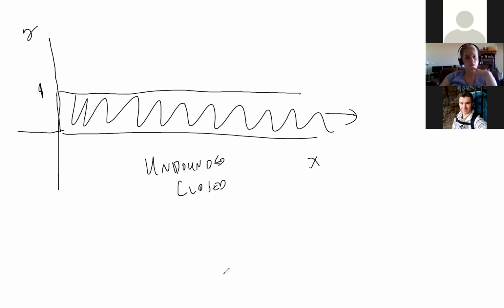So bounded is like infinite versus finite. Open and closed is whether it contains the edge or not. If I said something like this, here's my set: take the set of all points such that x squared plus y squared is strictly less than 1.